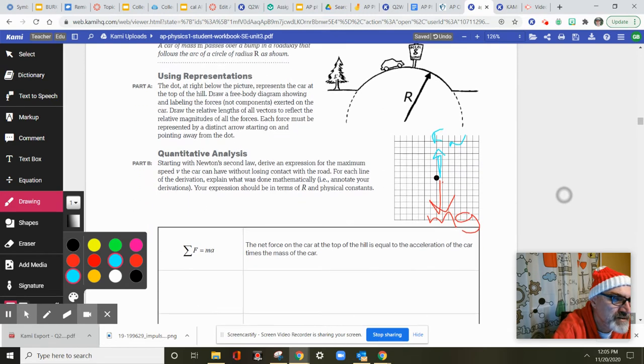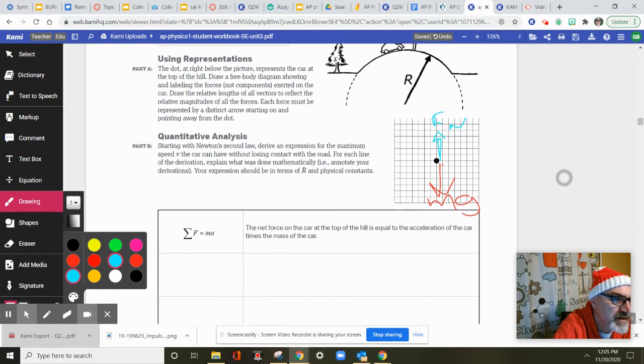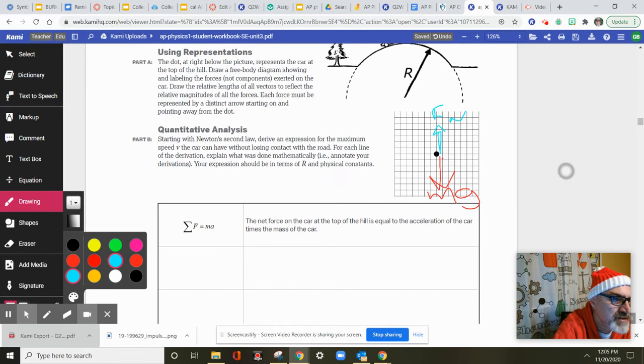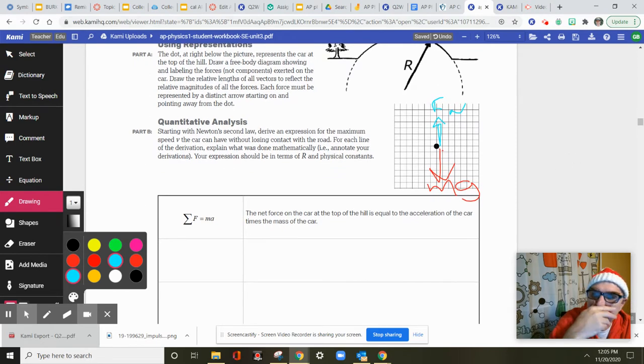Starting with Newton's second law, derive an expression for the maximum speed the car can have without losing contact with the road. For each line of the derivation, explain what was done mathematically.